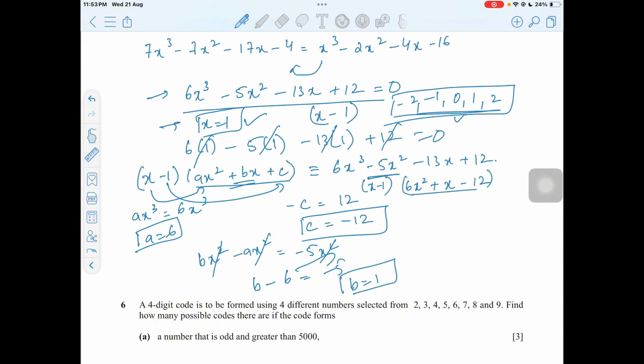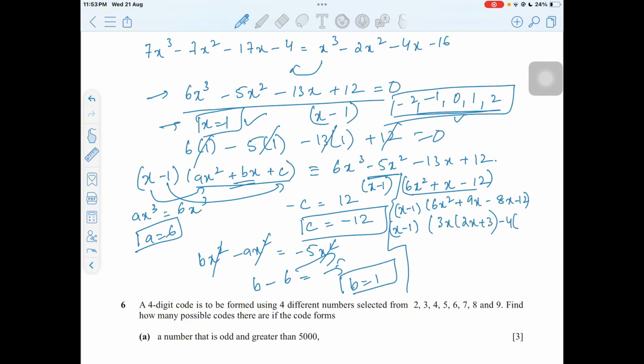Let's just factorize it. We'll factorize it by 9 and 8, 9 and 8 as our factors. So this would be 6x squared plus 9x minus 8x minus 12. Taking 3x as common, this would be 2x plus 3. Taking negative 4x as common, 2x plus 3 again. So this would be x minus 1, 3x minus 4, and 2x plus 3. So we have all three roots, right?